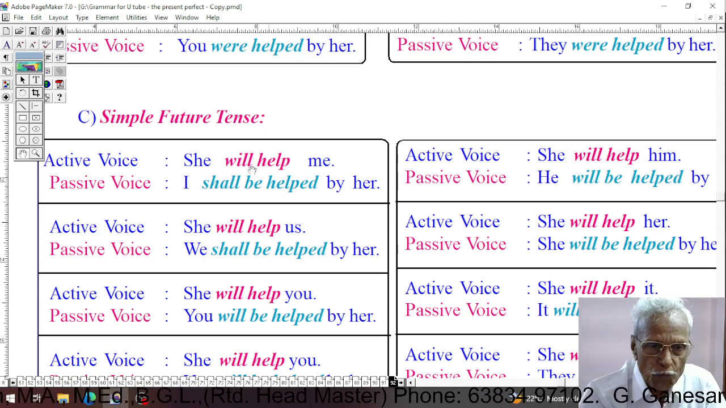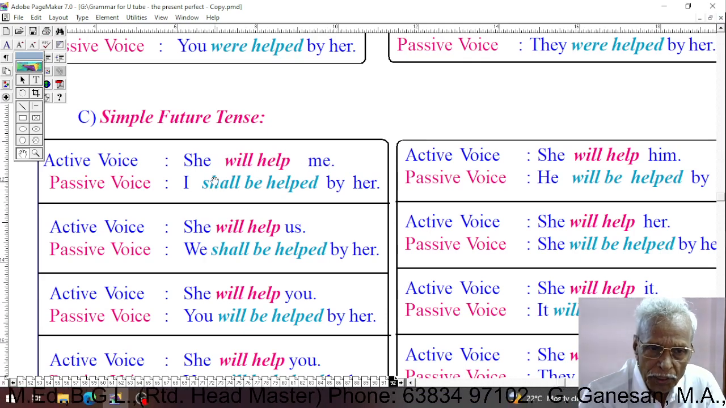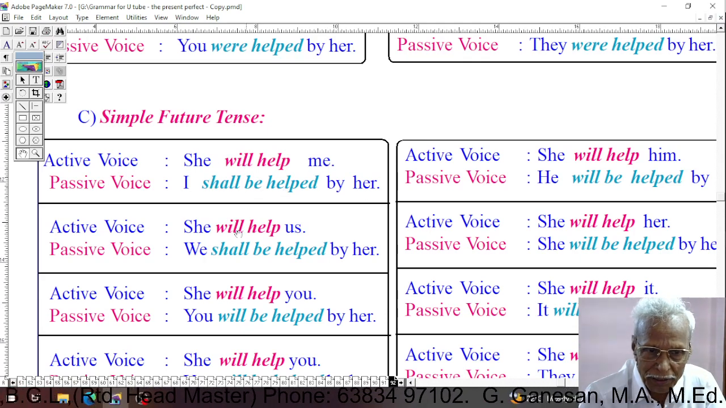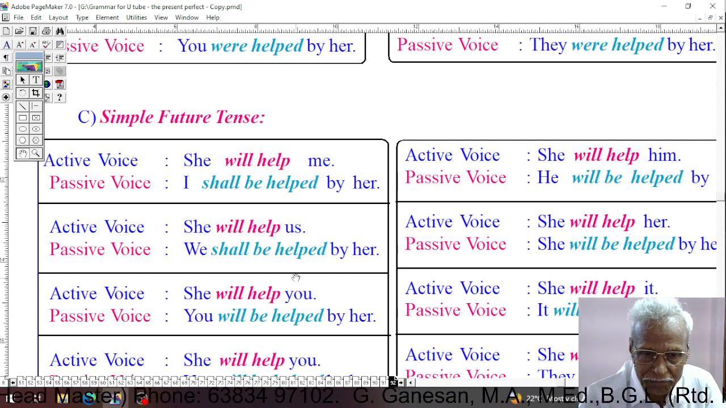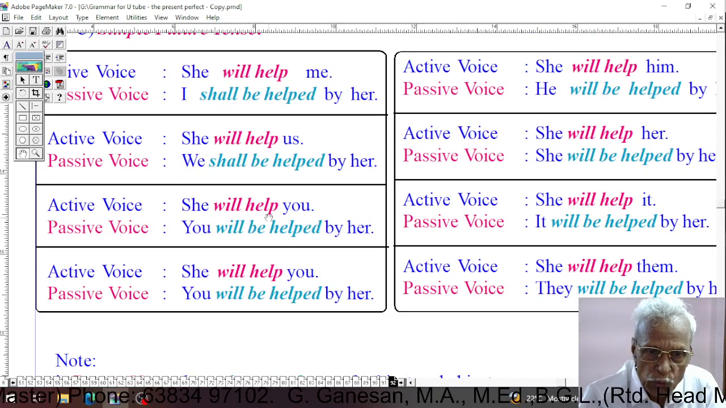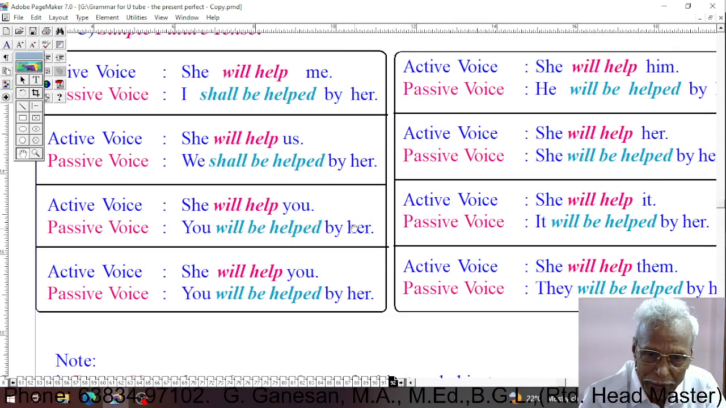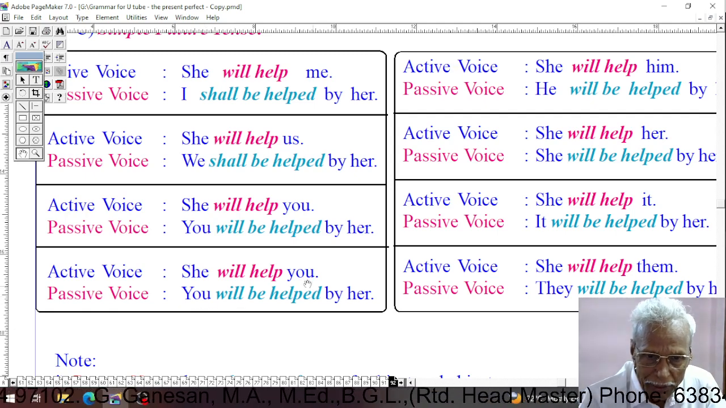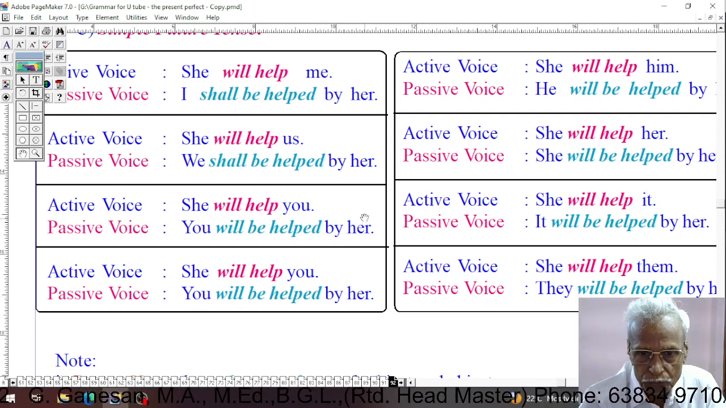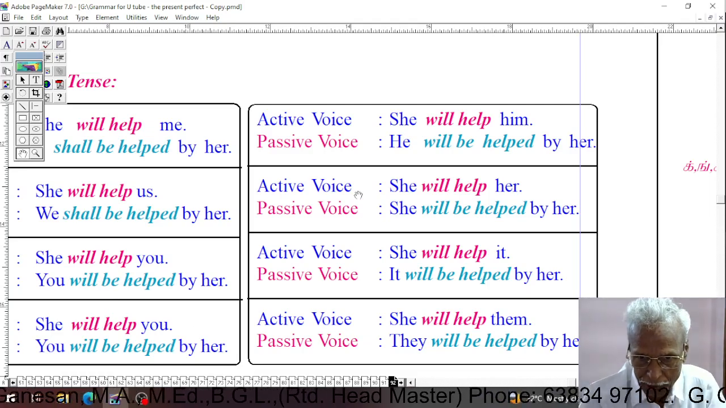Simple future. She will help me. I shall be helped by her. She will help us. We shall be helped by her. She will help you. You will be helped by her. Singular, plural. Second person, third person.